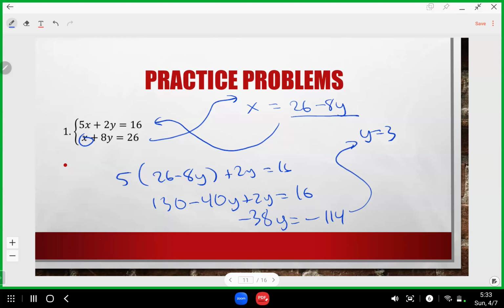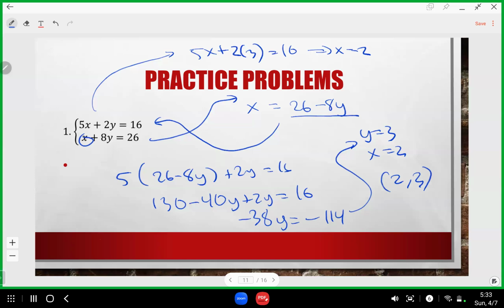Okay, so now that we have y is equal to 3, we can substitute in y one more time into the first equation. Let's just go up here for a second. 5x plus 2 times 3 is equal to 16, we know that the answer is x is equal to 2. And now that we found that, you can put your answer in coordinate notation. So (2, 3), like this.